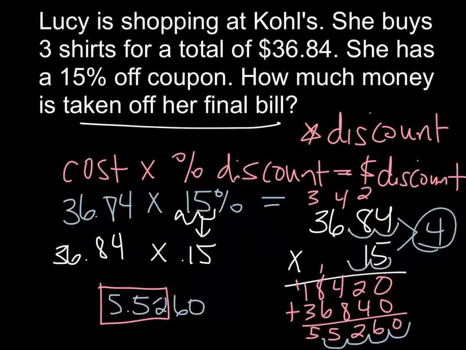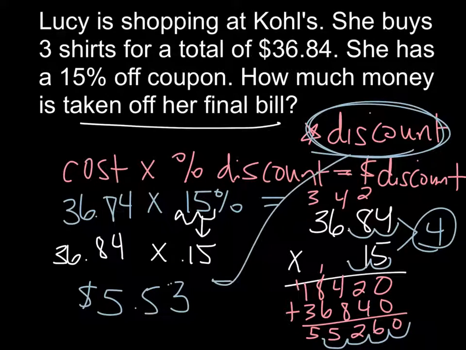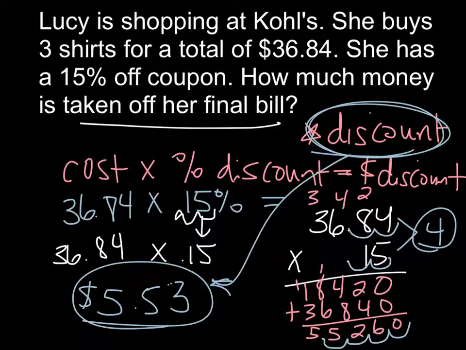Now we once again are talking about money, so we have to make sure that our answer makes sense. So if I box off the money, 5.52, because we go 2 spaces after the decimal point, this 6 is going to cause my 2 to do what? It's going to bump it up. So my final answer, instead of being $5.52, would actually be $5.53. So I know that my discount, which is what I was calculating originally, is going to be $5.53 off of her total bill.